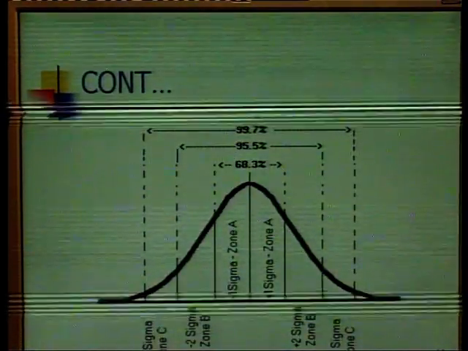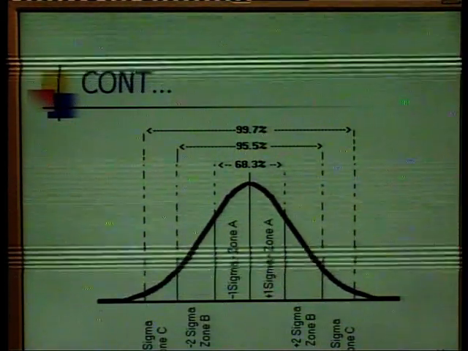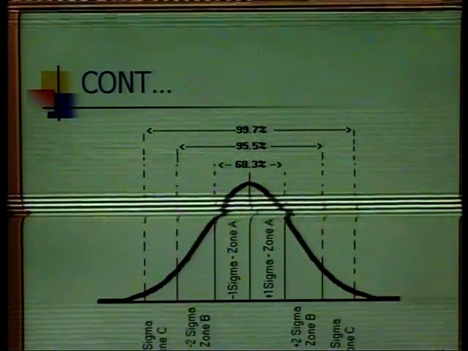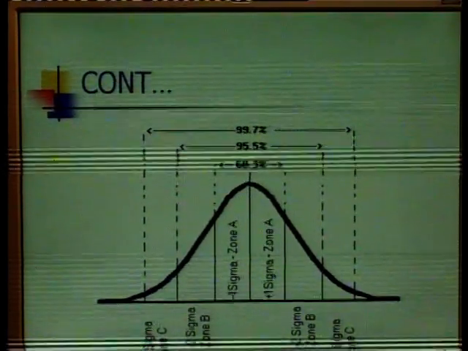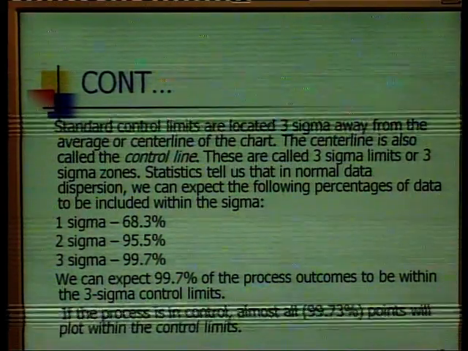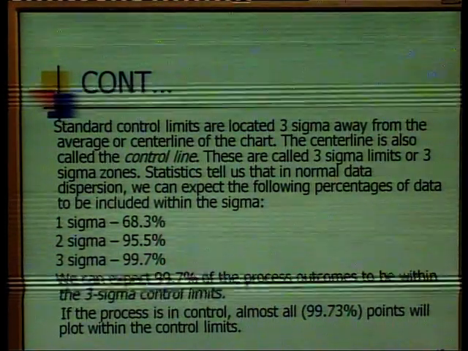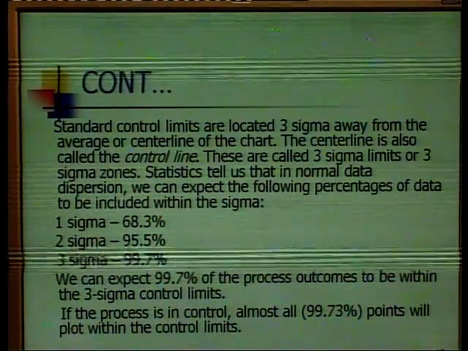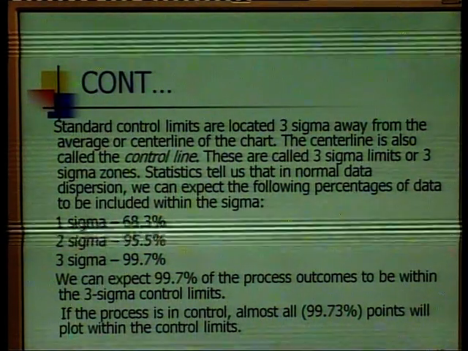Zone A has 68.3% of the data included in it, zone B has 95.5% of the data spread in it, and zone C has 99.7% of the data spread in it. The standard control limits are located 3 sigma away from the center line, as I have already shown you, which is zone C. The center line is also called the control line. These 3 sigma limits are called the control limits or 3 sigma zones.